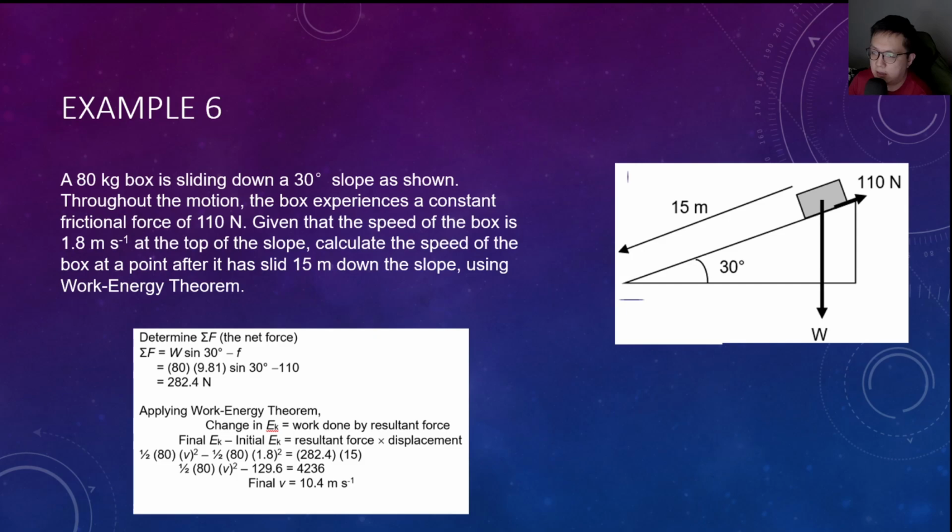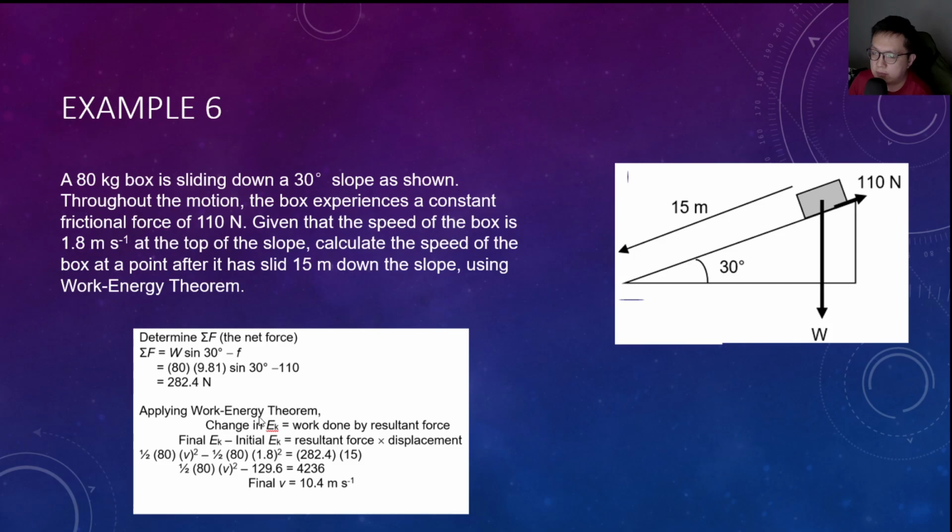So in this case, there are two forces that are of concern. Remember, the weight can be split into parallel and perpendicular components, and only the parallel component will affect it. The parallel component is given by W sine 30. There's of course a normal force on the box due to the slope, but because it's acting perpendicular to the slope, we don't really care about it. Then minus 110, which is the force acting in the opposite direction to your weight. So if you work out the net force, this is 282.4 newtons.